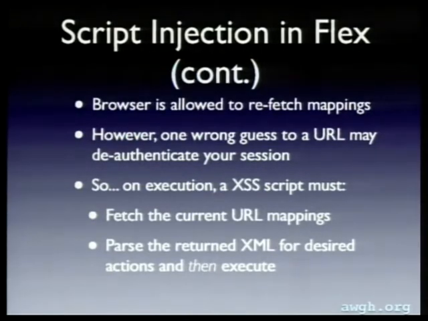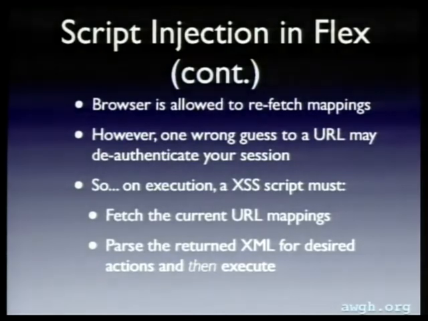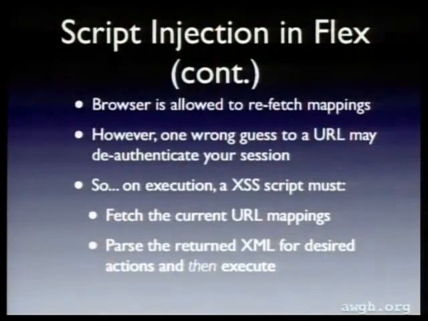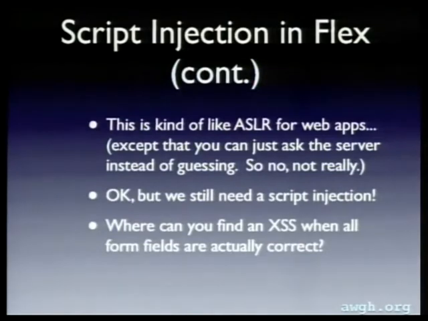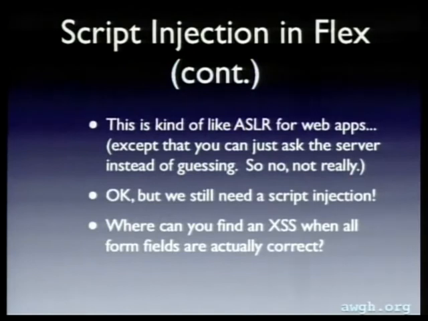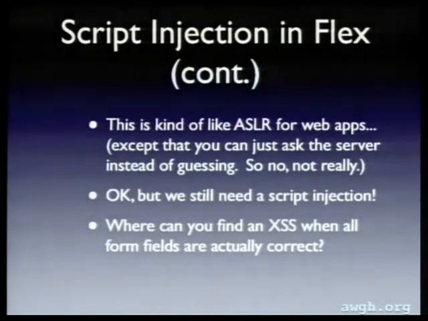However, one wrong guess will deauthenticate your session, and you'll have to re-log in, which actually breaks up brute forcing quite well. So in the event you could get script injection in Flex, the first two things you need to do are make an AJAX request to fetch the current URL mapping, then parse that XML to find the action you want, and then you can construct a URL that will drive the site. I think of it kind of like ASLR for web apps. This is actually a terrible metaphor, because guessing repeatedly isn't a good idea, since you'd get deauthenticated every time for a wrong guess, and it's a lot easier just to get and parse the XML from JavaScript, in my opinion.